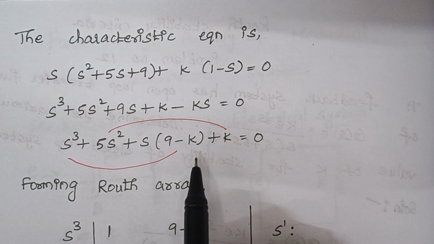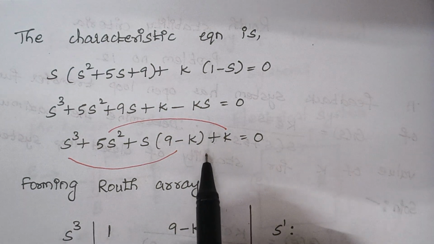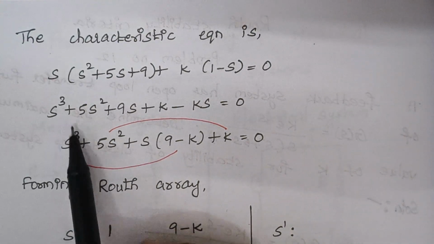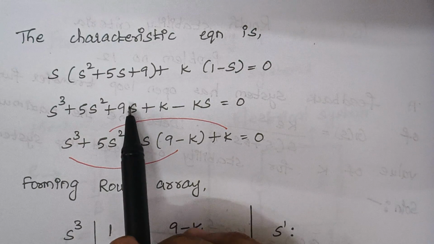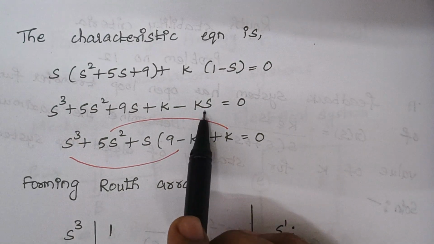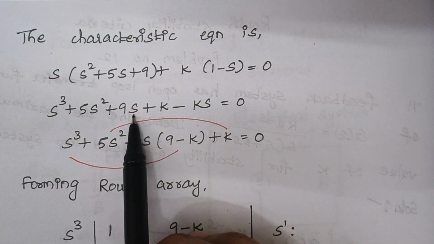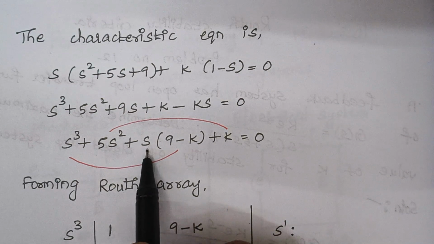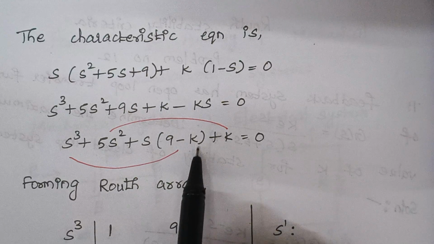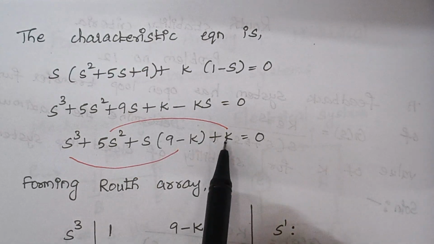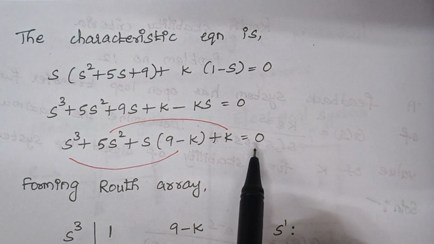The next step is I am again simplifying, taking the common terms. So s cube plus 5s square as such, and here I am having two s terms, 9s and minus ks. So both these terms have s, so I am taking s commonly outside. So the remaining terms will be 9 minus k, right? Plus the remaining term is k, so plus k equal to 0.